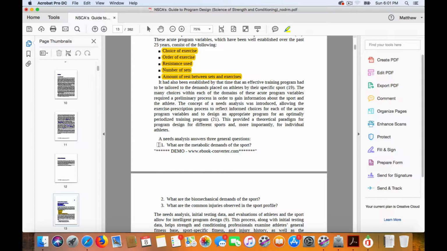So the needs analysis answers 3 general questions. What are the metabolic demands of the sport? What are the biomechanical demands of the sport? And what are the common injuries observed in the sport profile?